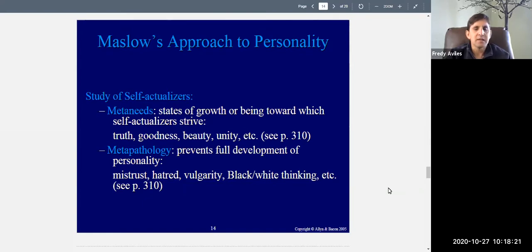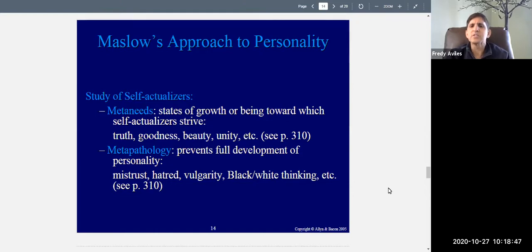Not myth, not things that are fake, right? Not rumors, right? Truth. There is truth, right? For goodness, for beauty, for unity, for justice, things like that. There's a whole long list of them, and they're virtues. That's basically the way you can think of it. They are virtues. Okay. And then there's metapathology.